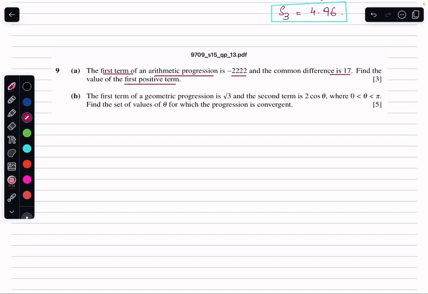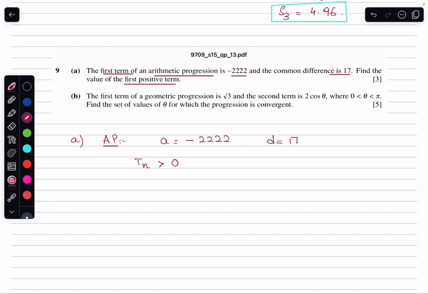So let's start taking in the data. For part A, we have the arithmetic progression, and for this arithmetic progression, we have the first term, which is negative 2222. And the common difference d is 17. We have to get the value of the first positive term. For the first positive term, it needs to be greater than 0. Greater than 0 means the value becomes positive.